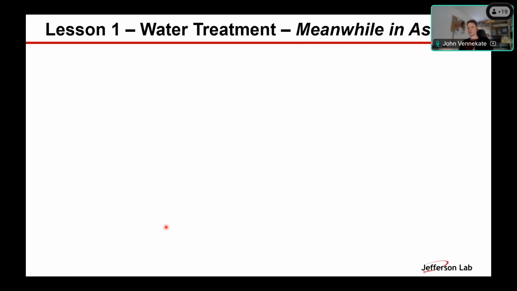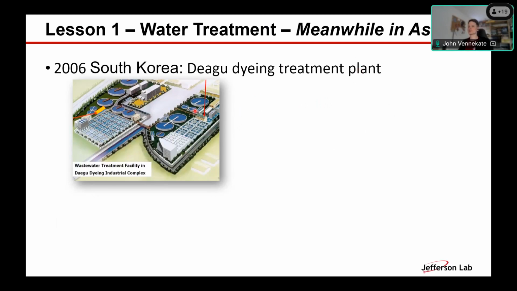So, fast forward into the now and here, if we look at Asia, in particular we are looking at facilities that were started in South Korea.